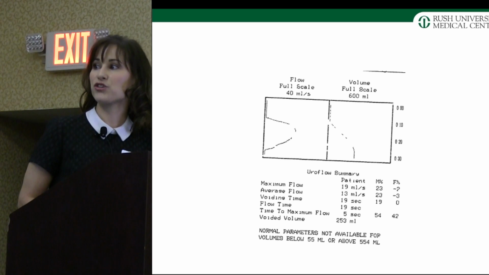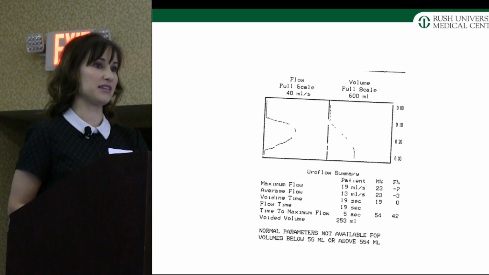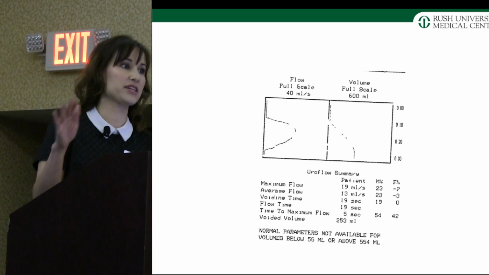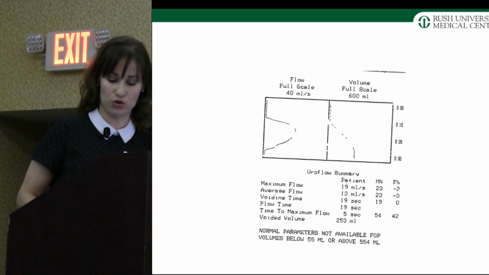This is a female patient. Maximum flow is 19 milliliters per second, and the volume is 253 milliliters. So this is, like Lori said, a nice bell curve. That's a normal flow.